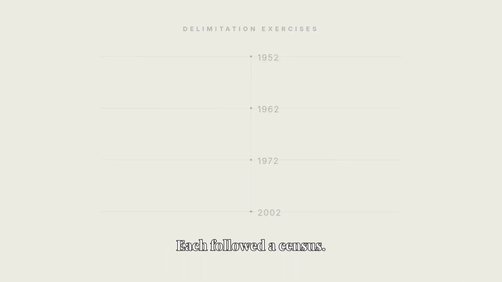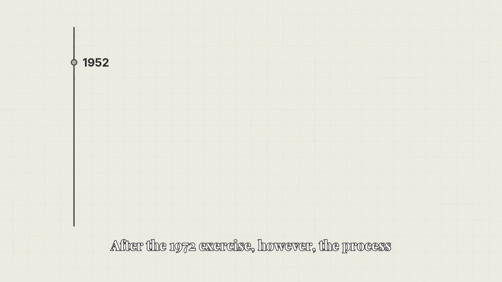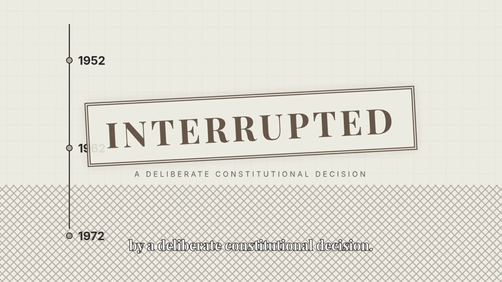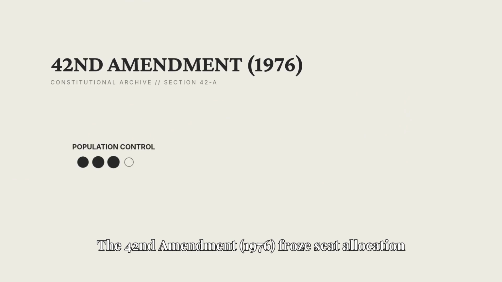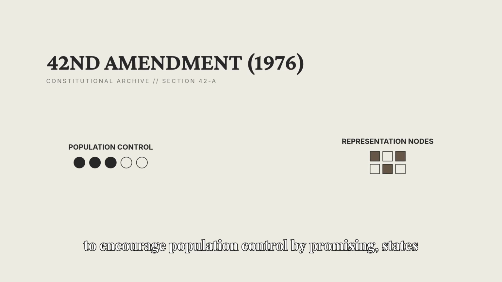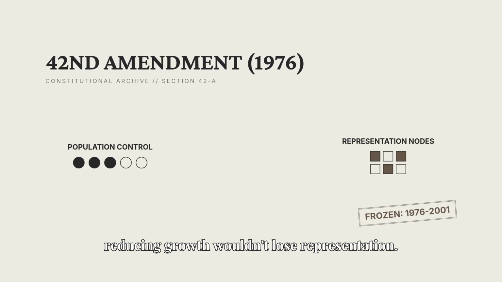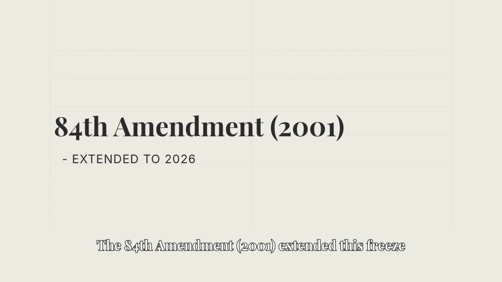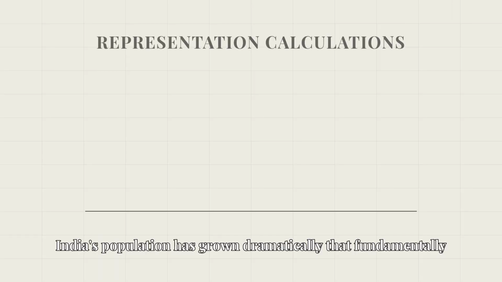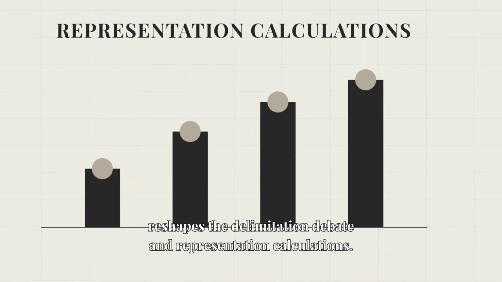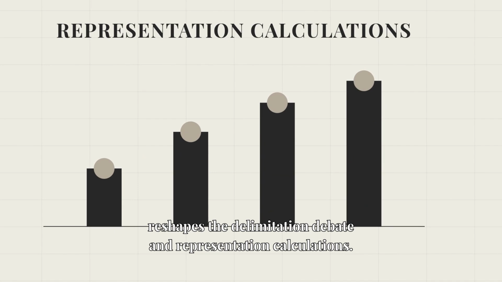Each followed a census. After the 1972 exercise, however, the process was interrupted, not by accident but by a deliberate constitutional decision. The 42nd Amendment, 1976, froze seat allocation to encourage population control by promising that states reducing growth wouldn't lose representation. The 84th Amendment, 2001, extended this freeze until 2026. India's population has grown dramatically, which fundamentally reshapes the delimitation debate and representation calculations.